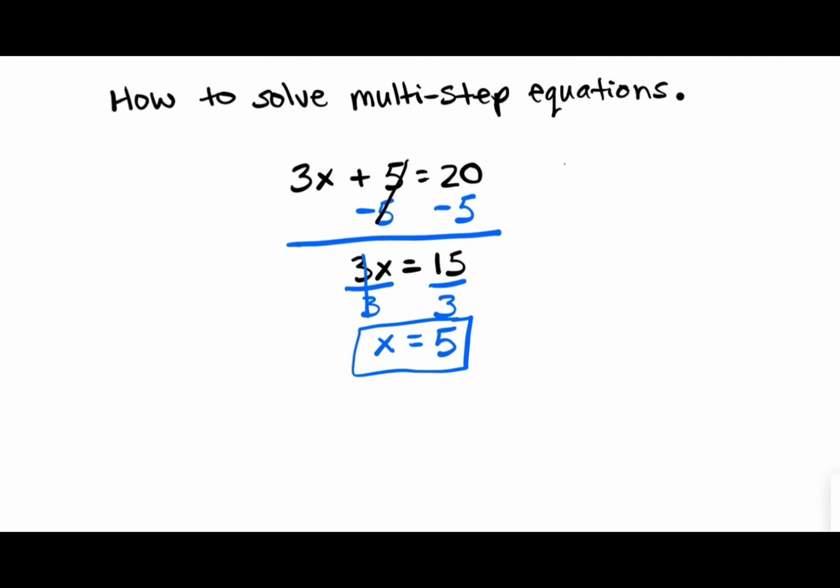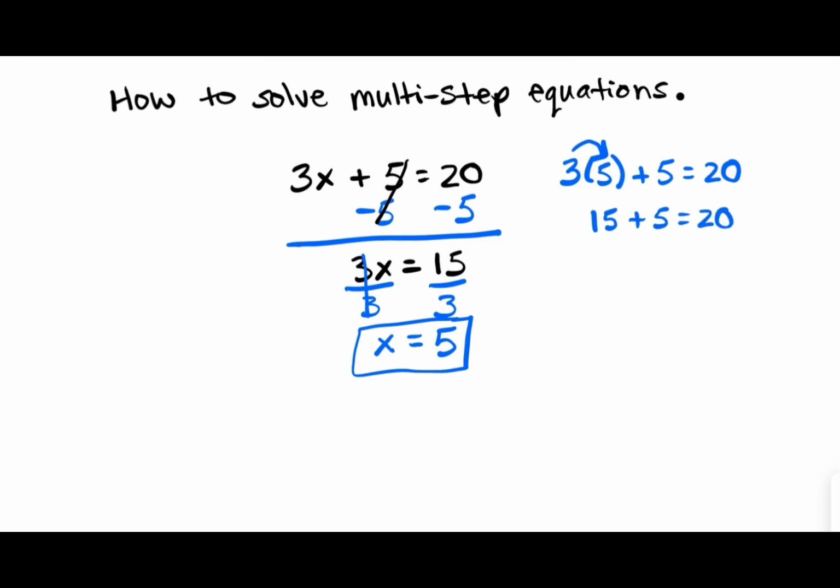Now let's go ahead and check this to see if we're right. So what we're going to do in order to check it is plug in our x value to our equation. So we have 3x, now we know our x equals 5, plus 5 equals 20. And then here we can just go ahead and solve. So this is the distributive property. We're going to multiply 3 times 5 equals 15, plus 5 equals 20.